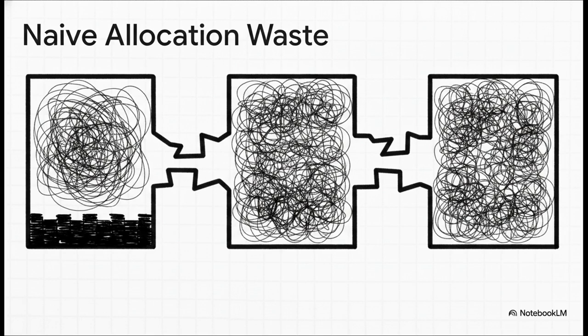This creates three devastating types of waste. You've got internal fragmentation, where reserved slots are just never used. You have external fragmentation, leaving weird, unusable gaps between differently sized requests. And cross-request memory isolation, meaning sequences cannot share memory, even if they're using the exact same system prompt.